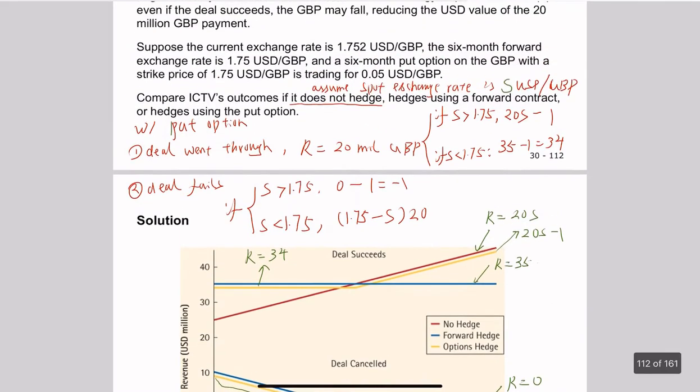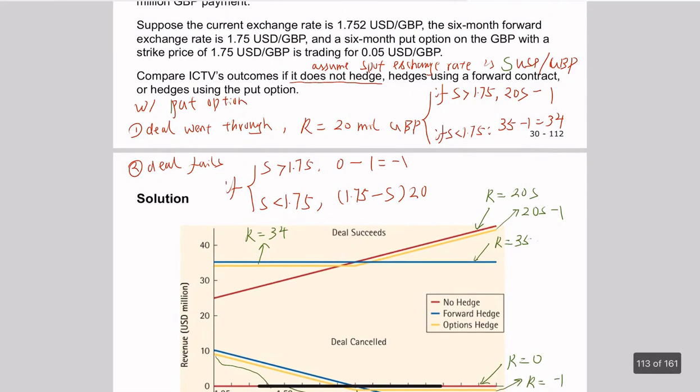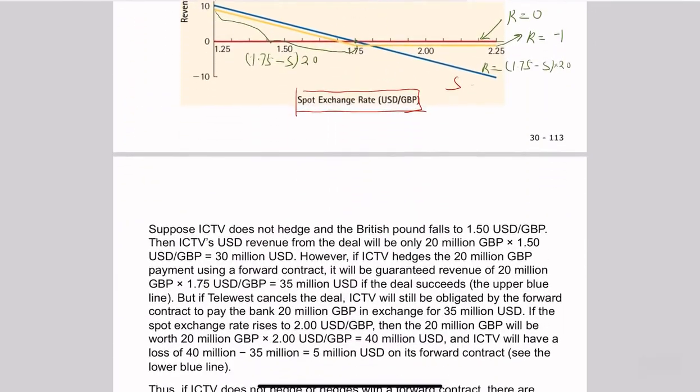Okay, that's for this problem. I would say it's not complicated, but it's actually quite long. But it's a good exercise for you to understand how to calculate payoffs from no hedging, from hedging with a forward contract, and from hedging with a put option. So please spend some time to understand the calculation here.